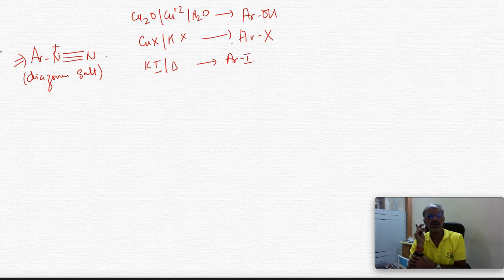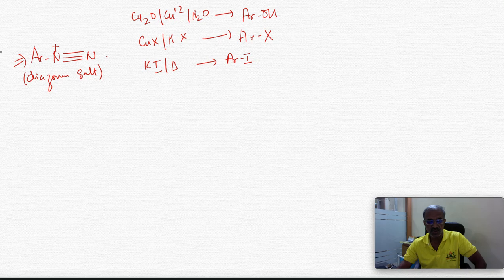Cu, CN, OH, HCN, it can be whatever. But KI is specifically for aromatic iodide. For aromatic chloride and bromide, we are using CuX. But when you have to form aromatic iodide, then KI is the precise and specific reagent which has to be used. I have told Cl, Br and I.